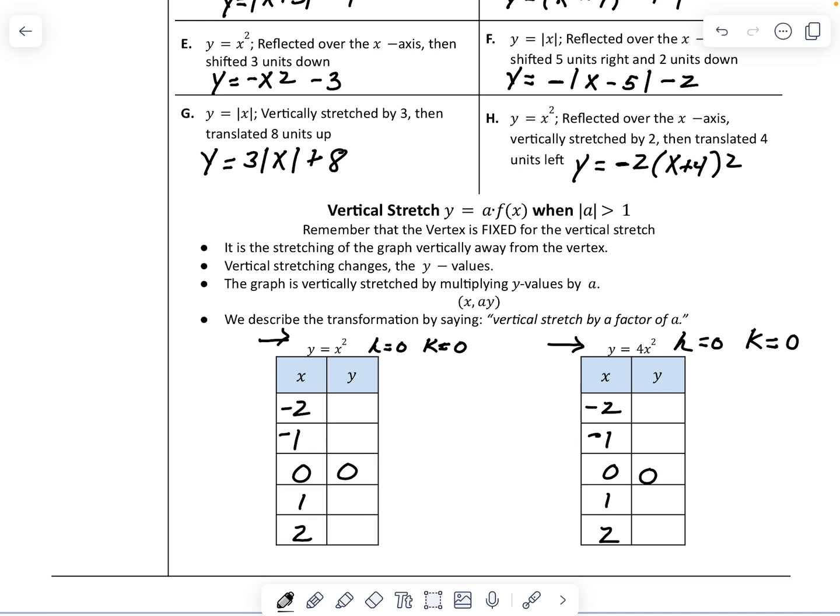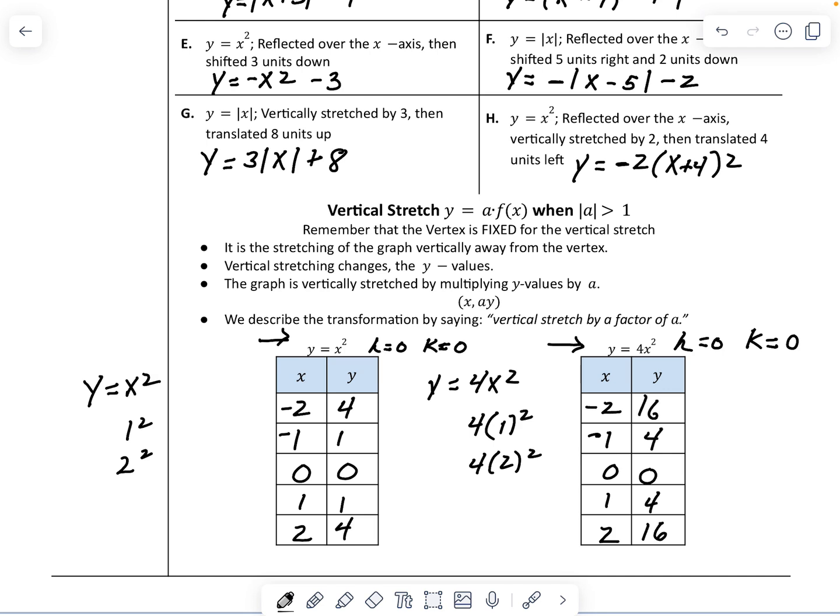Okay, so what happens when we put 1 in there? Well, it's 1. What happens when we put 2 in there? It is 4. Same here, same here. All right, but what happens when y equals 4x squared? Well, we're going to do 4 times 1 squared, so we get 4. Here, we're going to get 4 times 2 squared, which is going to give us 16. We're going to have our 4 and our 16 here.